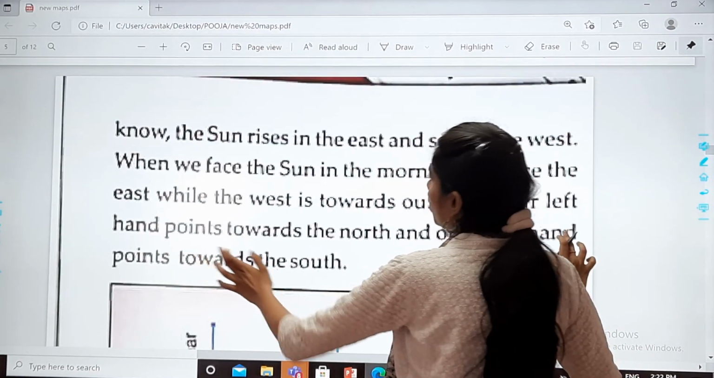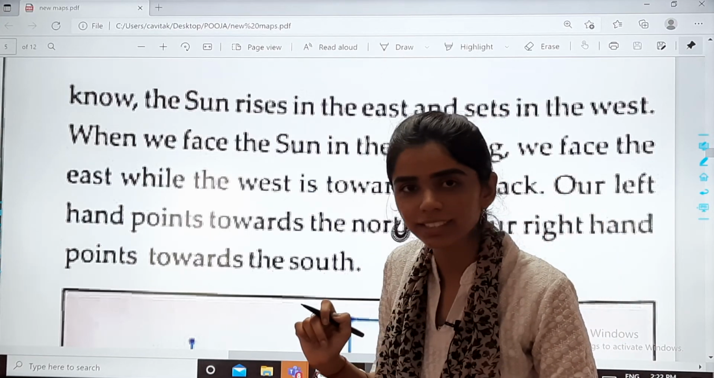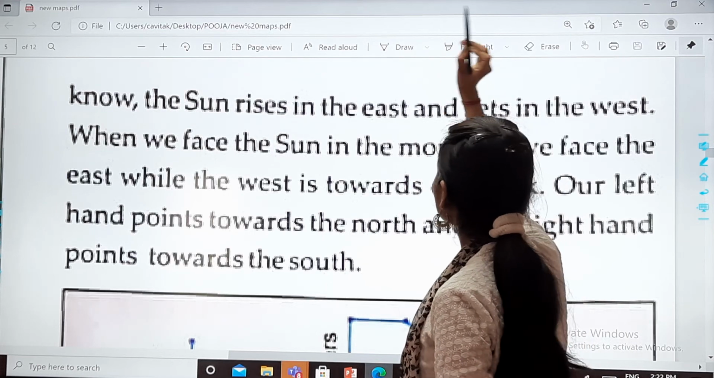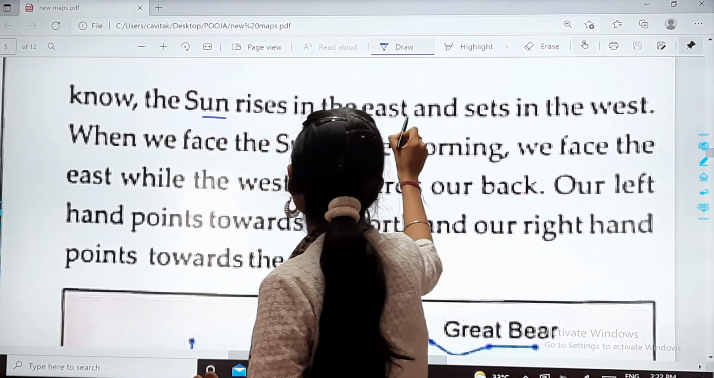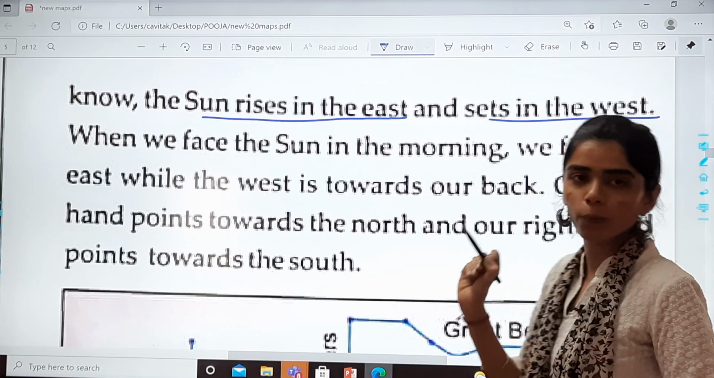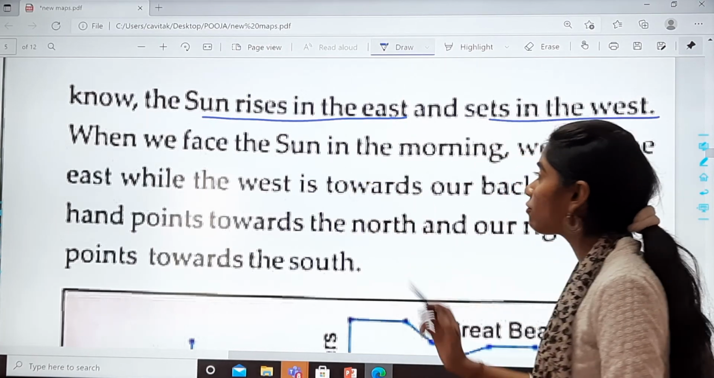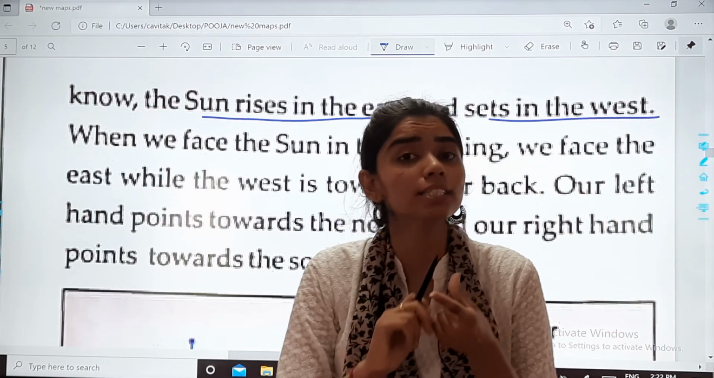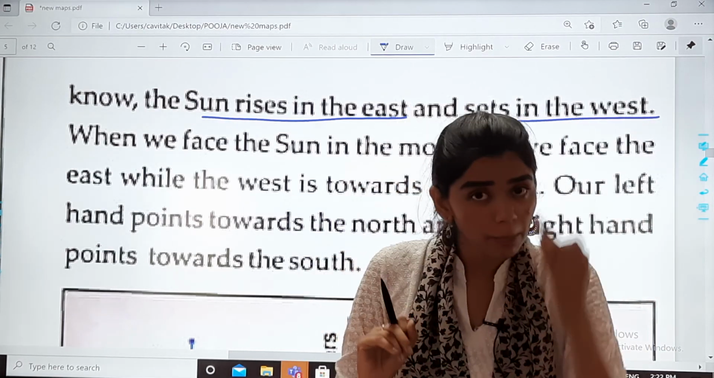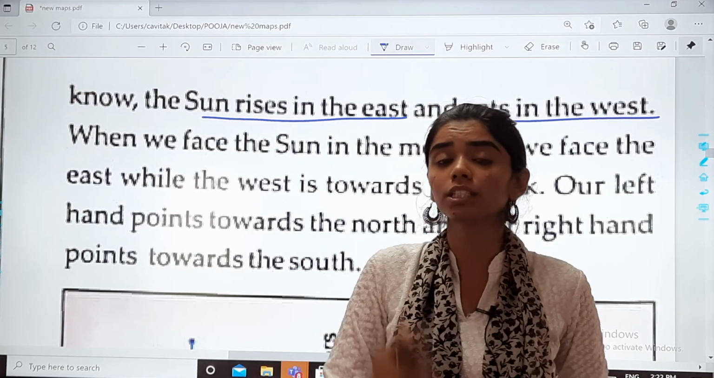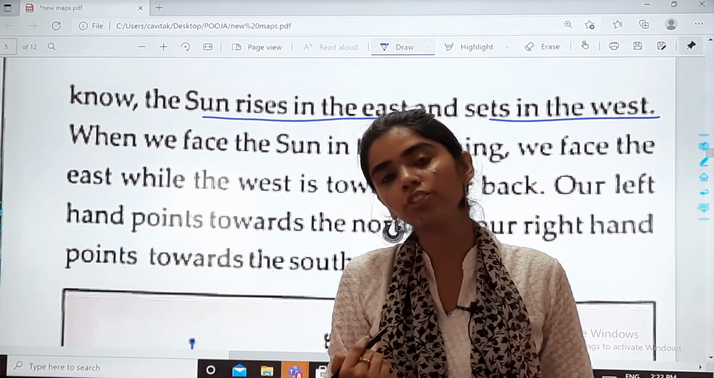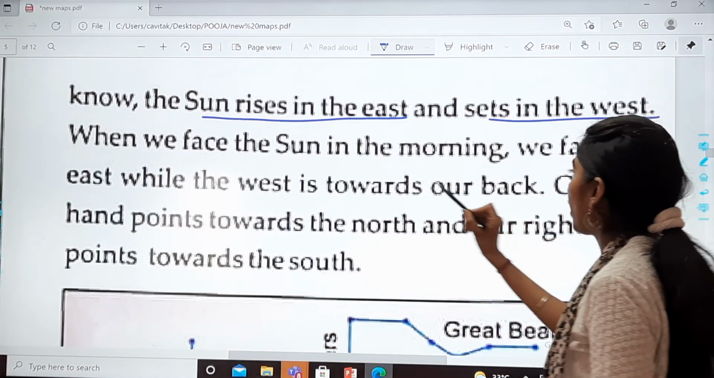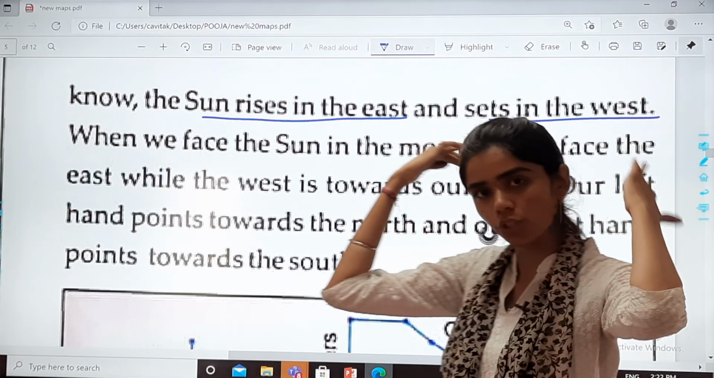Now see, we know that the sun rises in the east and it sets in the west. This you always need to remember. The sun rises in the east and it sets in the west. So when we face the sun in the morning, we face the east direction. So naturally, where will be the west direction? Behind. The west is towards our back, piche.